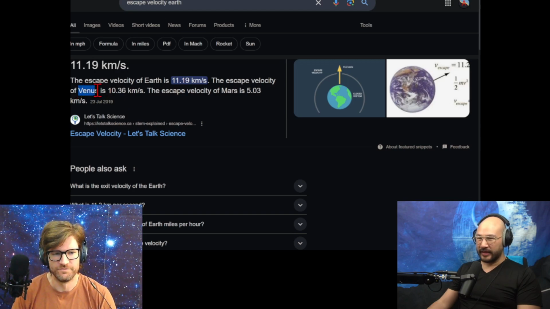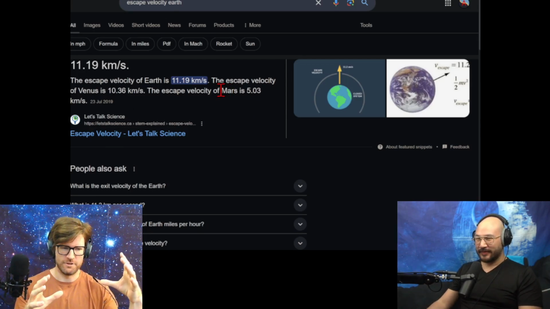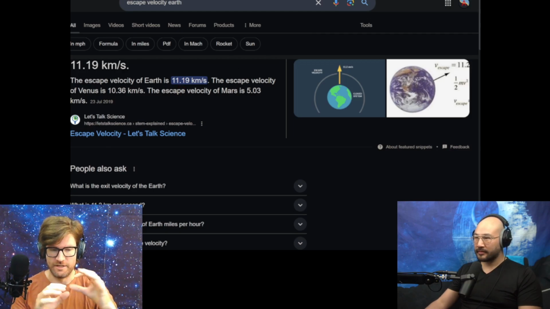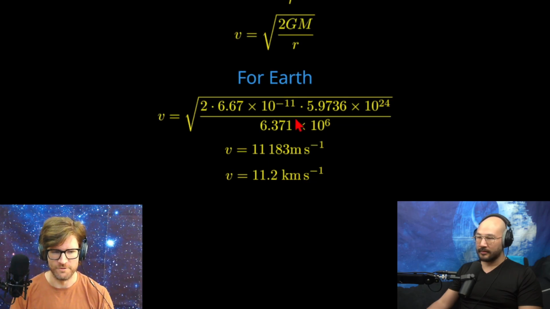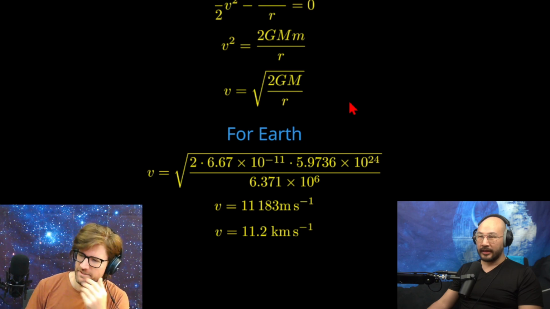Okay, and look at this. Venus has 10.36, so 10.4 kilometers per second. That seems right because Venus is almost Earth-sized, but a little bit smaller. Mars is significantly smaller, because Mars is actually pretty small. The radius is smaller, so you have to climb out farther, but the mass is significantly smaller, because of the volume to surface area ratio for spheres, the lack of mass wins. Well, that's escape velocity.